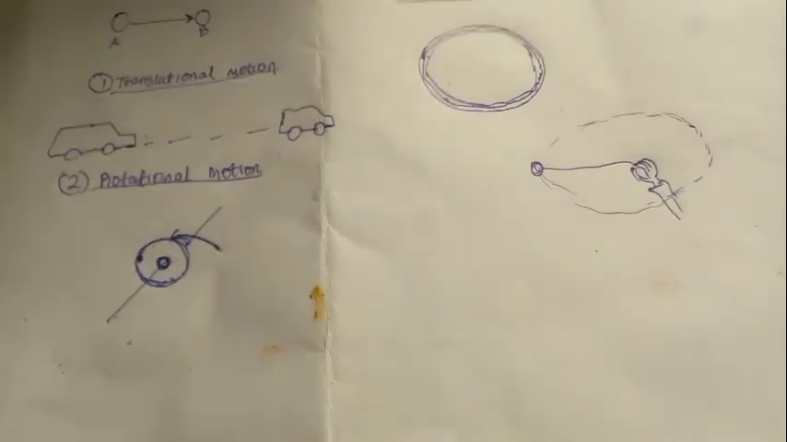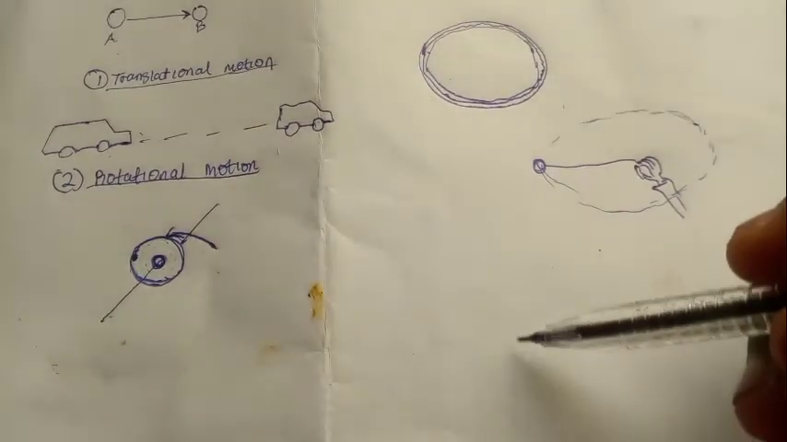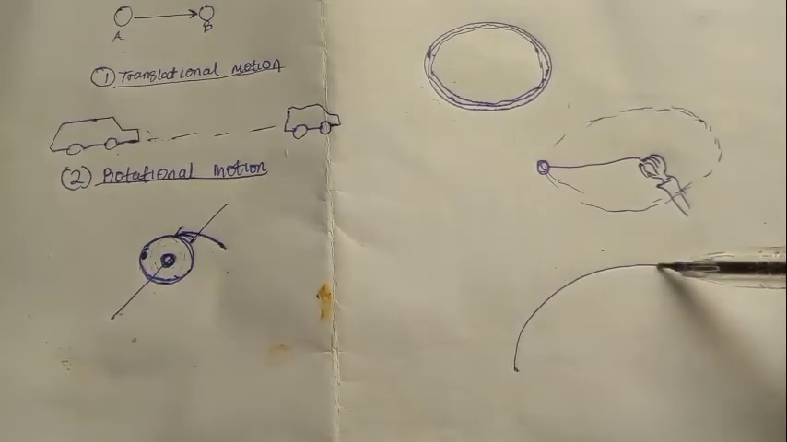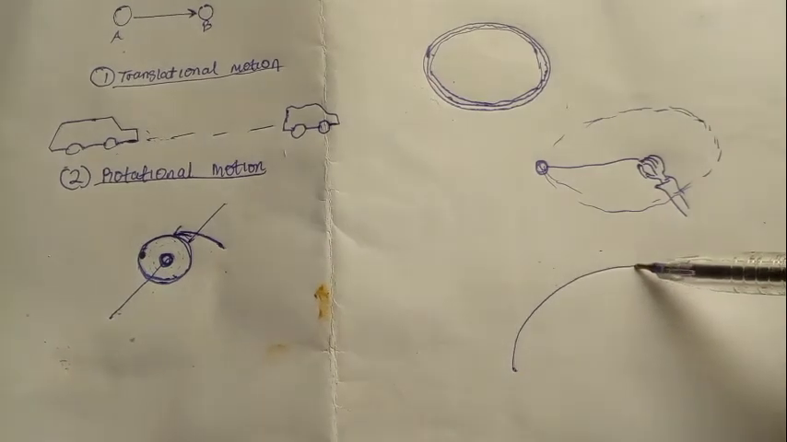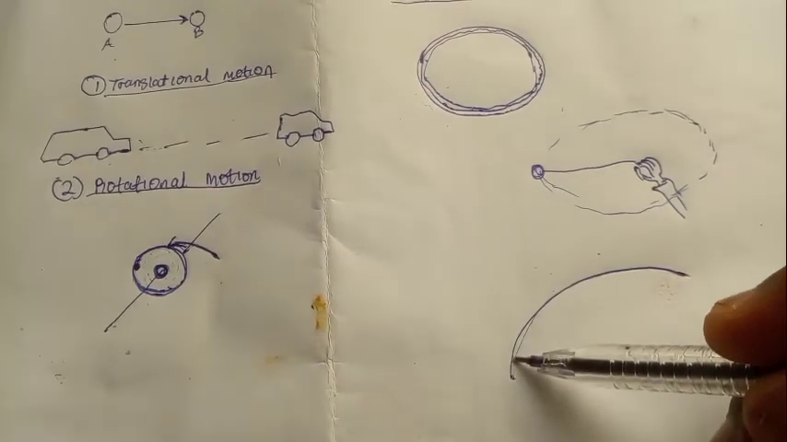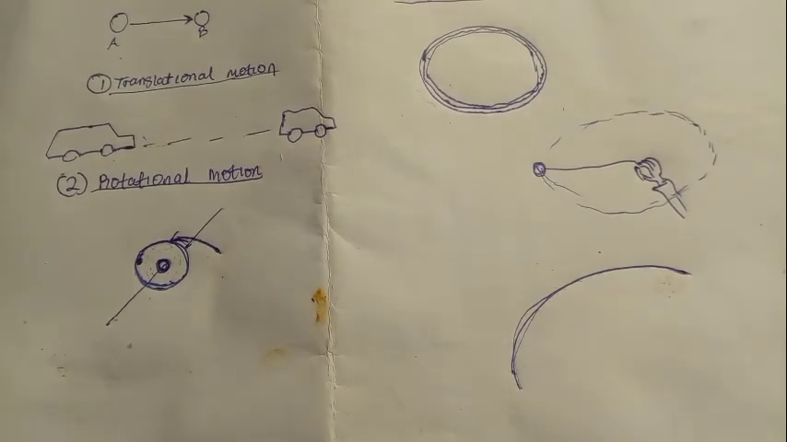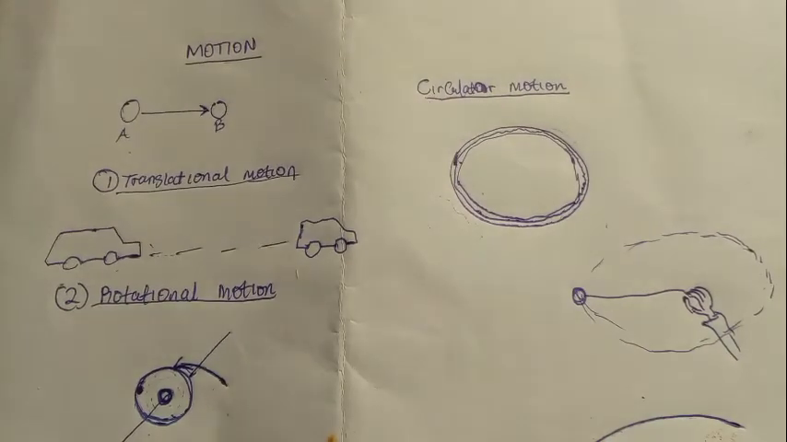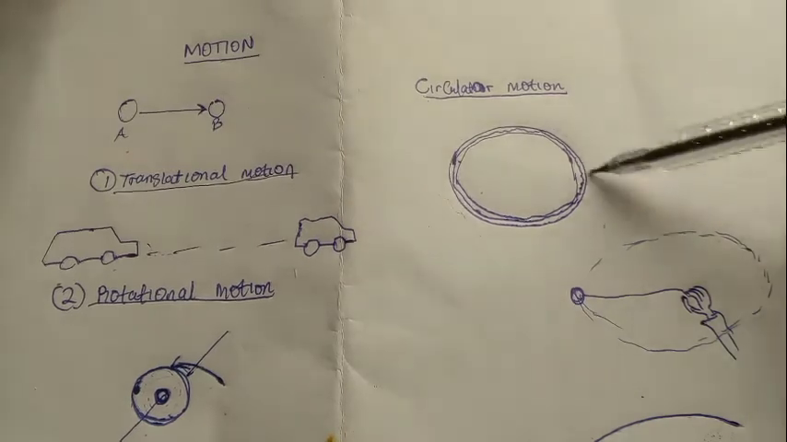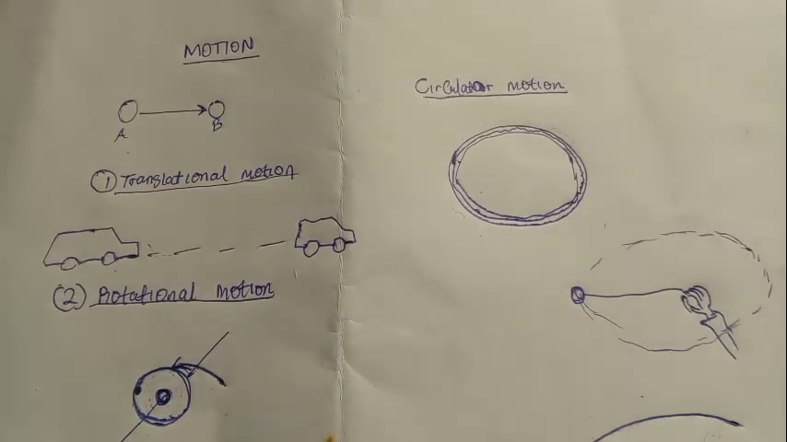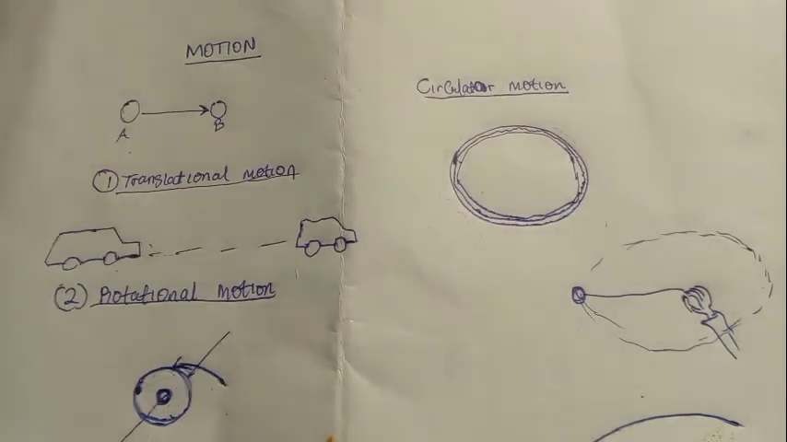If I have a car moving along a circular path, maybe a roundabout, it's also called circular motion. So what is important for you is to really understand the concept behind it. The body is moving along a circular path.